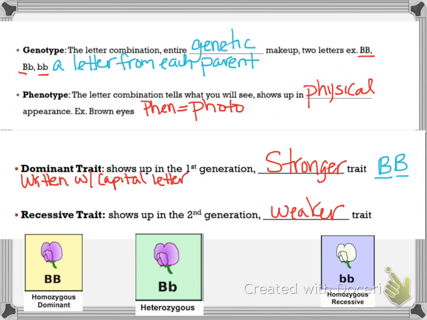Recessive trait shows up in the second generation, and it's the weaker trait. It's written with lowercase letters, and we're going to talk about the 3 different types in these pictures below. So the capital B, that's the genotype. That's the example of genotype. That's how you would write a genotype, with 2 letters. The casing of the letter depends on the Punnett square. The color, the purple flower, is the phenotype, because it is the physical, what you see, the physical characteristic of the flower. So genotype is a letter, phenotype is what you see.